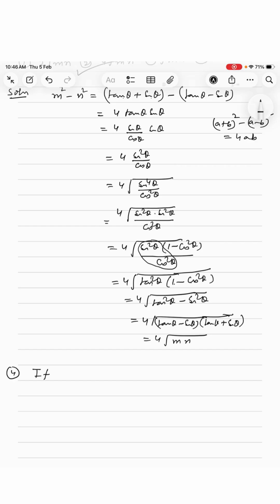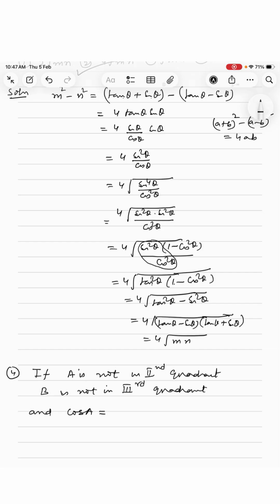Now very famous question is, if A is not in the second quadrant, B is not in the third quadrant. Angle A is not in second quadrant. Angle B is not in the third quadrant. I hope you know the meaning of quadrants discussed earlier. And cos A is equal to minus half. Cos B is also equal to minus half.